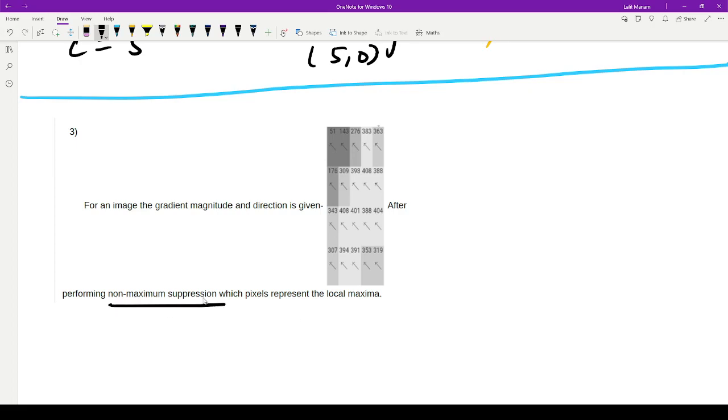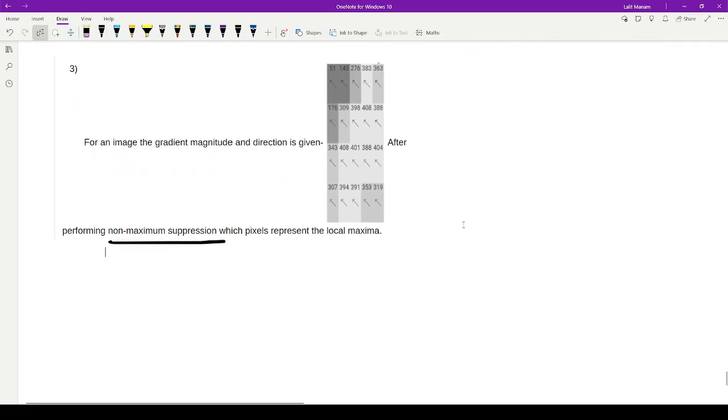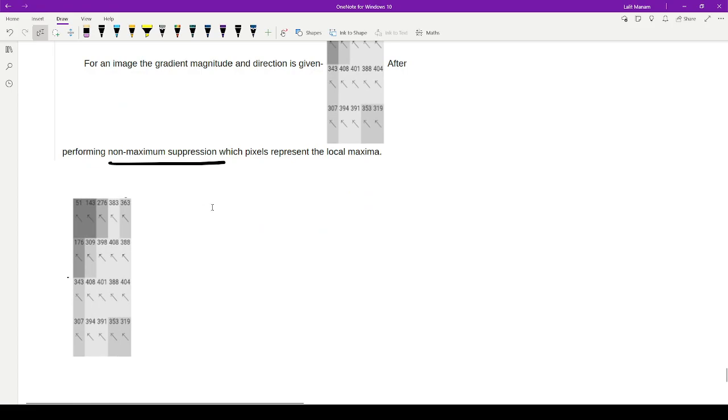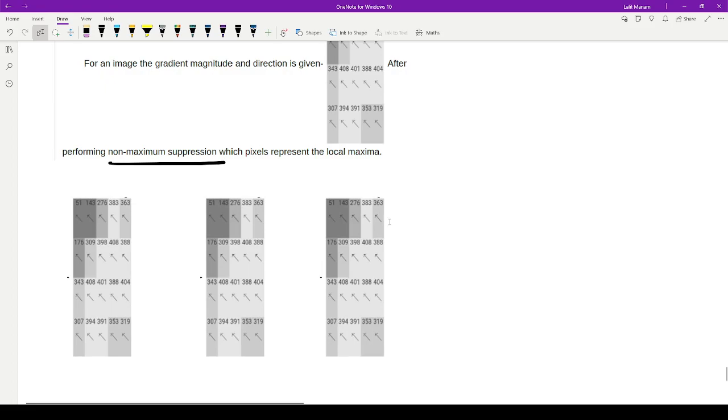So what is non-maximum suppression? Just a quick revision. What do you do in non-maximum suppression? We check if the gradient magnitude of the pixel is greater than the gradient magnitude of its neighbors. If it is greater, then we retain the pixel, or if it's not, then we discard the pixel. Okay. That's it.